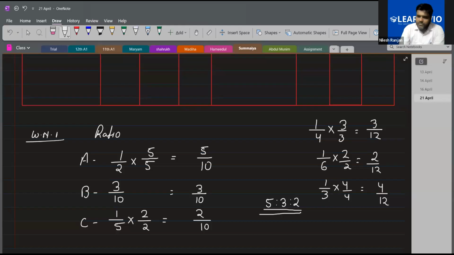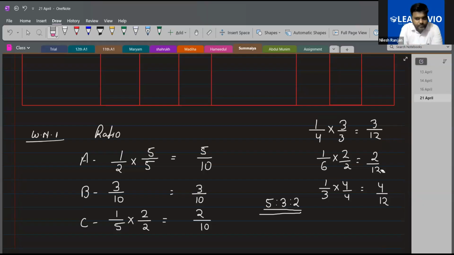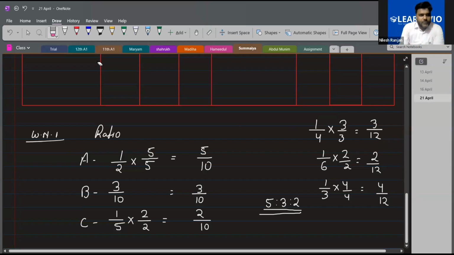This is how we solve this type of situation. Actually, this is not the correct example. I've just given it to help you understand that if your denominator cannot be the same by using any one of these denominators, then you can change the denominator. But it should be equal for all the partners. Understood? Yeah.